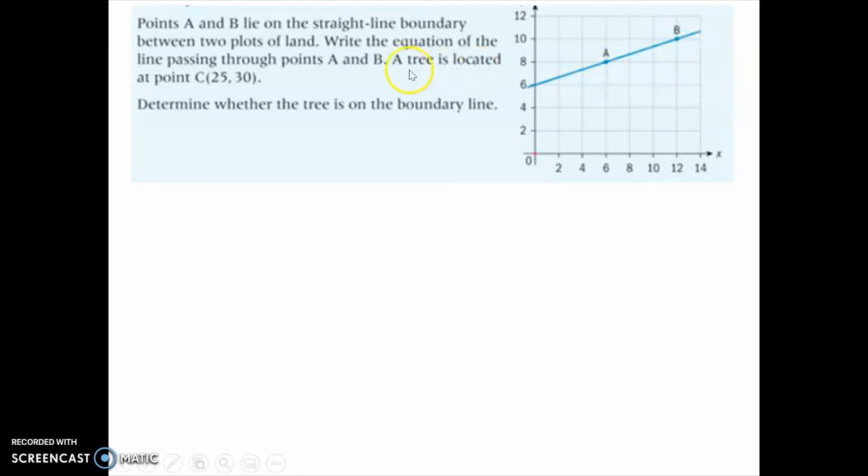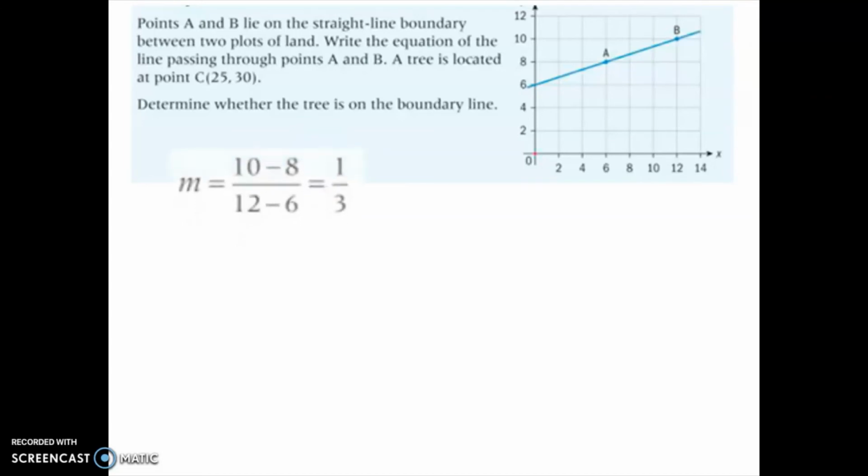And then it says, once you have the equation, a tree is located at this point, and determine whether the tree is on the boundary line. So write an equation for this boundary, and then check if this point works in that equation. If that point works in the equation, and by works I mean if you plug the point in for x and y, the equation ends up looking balanced. Everything equals something else that's the same thing.